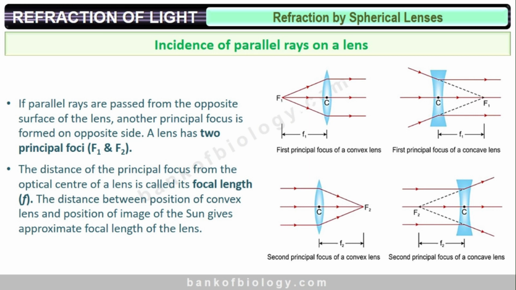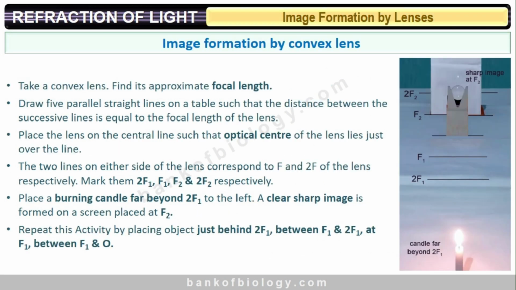If parallel rays are passed from the opposite surface of the lens, another principal focus is formed on the opposite side. A lens has two principal foci, f1 and f2. The distance of the principal focus from the optical center of a lens is called the focal length. The distance between the position of the convex lens and the position of the image of the sun gives the approximate focal length of the lens. Image formation by lenses.